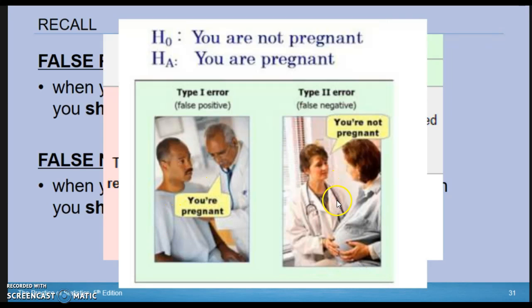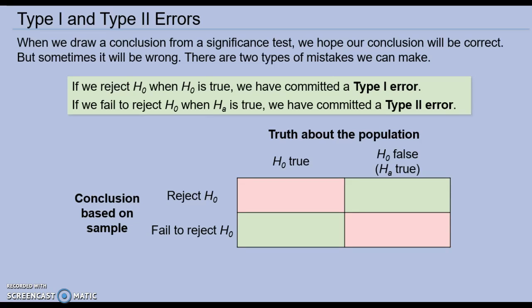And then the second picture is a type 2 error, which is a false negative. So this doctor is telling this clearly pregnant woman that she's not pregnant. So that is a false negative result. The terms false positive and false negative are there for you to relate to the type 1 and type 2 errors. We can't use the terminology of false positive and false negative. We have to identify them as type 1 and type 2 errors. So that's what we're going to relate that to now.